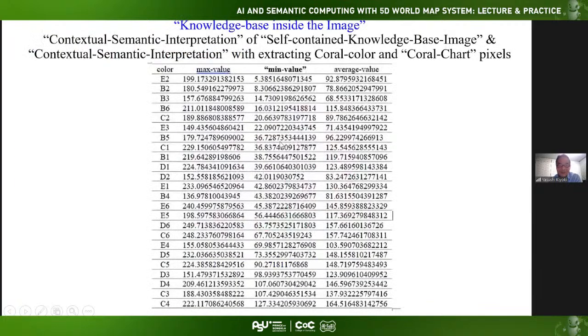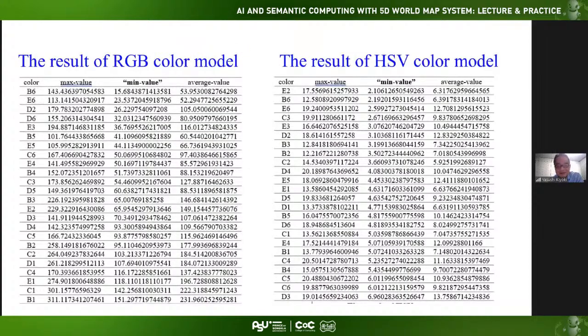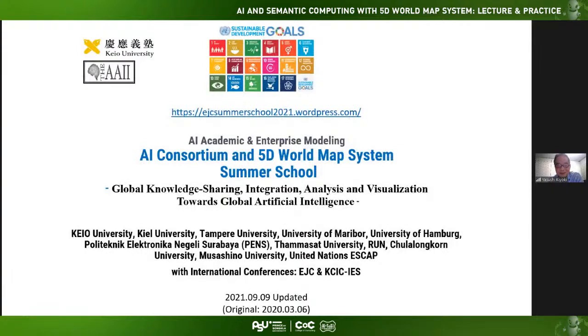All right. And this is a comparison between the coral and the coral chart. In this case, this coral has a color E2. E2 is very highly related to this coral. That means E2 is a big damaged coral. E2, in this case. And this is a comparison of the semantic computing.